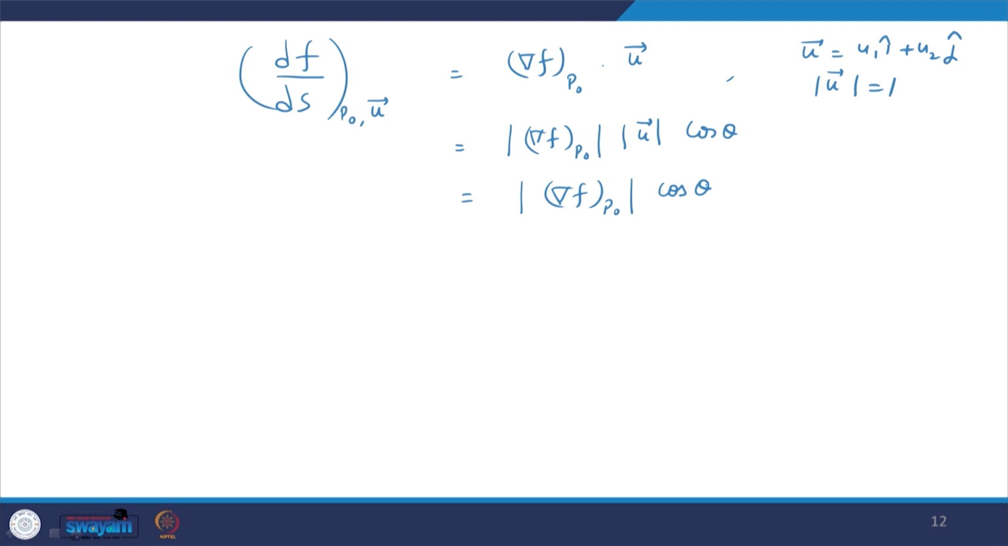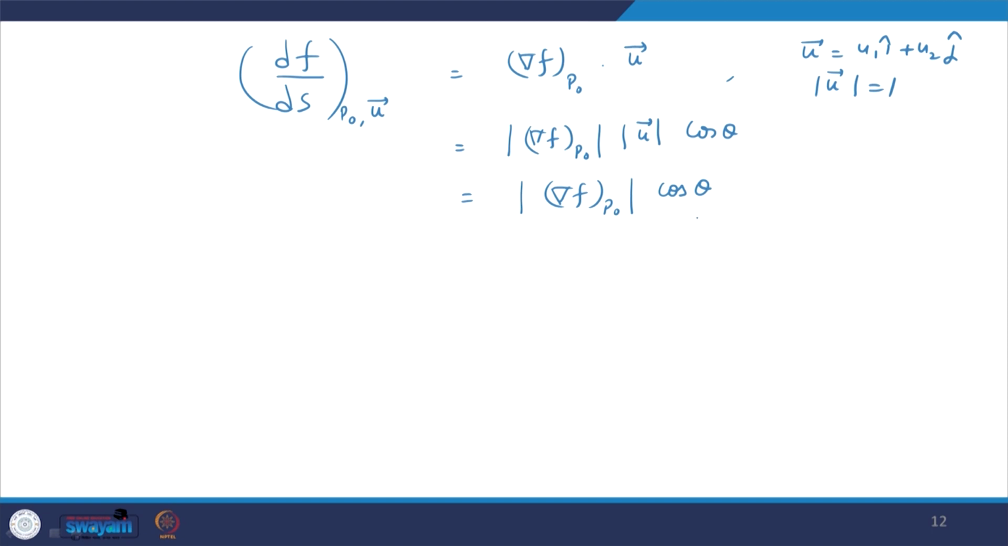Now, if you want to see which is the direction of f in which the rate of change of f increases most rapidly or decreases most rapidly, that can be seen from this expression. How? This expression will be maximum when cos theta is maximum. The gradient at p naught is a fixed quantity, it will not change, but theta will change. Because we do not know which u it is, we want to know the direction u at which the rate of change of f increases most rapidly. In order to find that direction, cos theta must be maximum.